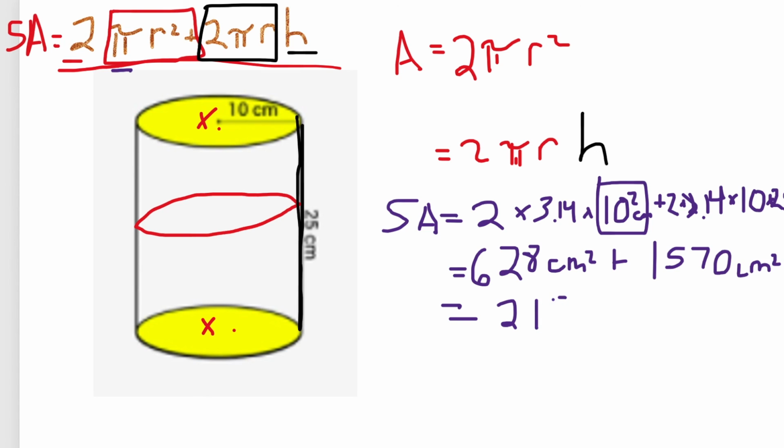And then we just add these back together. 2,198 centimeters squared. And remember that I rounded, so this would be approximately. Okay, so that is where the formula comes from, and this is how we use it.